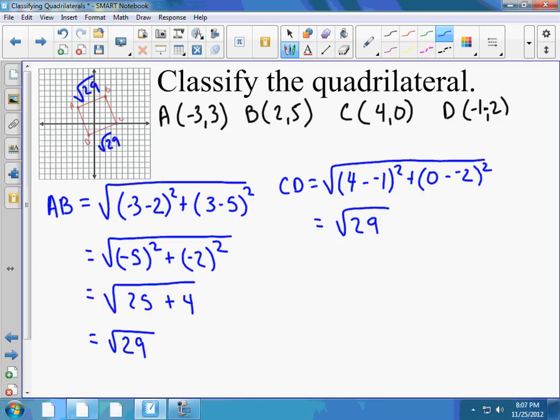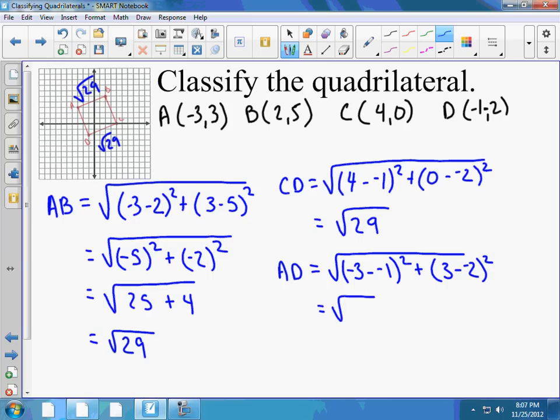Now we've got to figure out the other two sides, AD. Again, use the distance formula. So -3 subtract -1 squared plus 3 subtract -2 squared. Work this out. Again, I'm going to use a calculator, although you should work it out. It will be the square root of 29. So again, mark it on your picture.